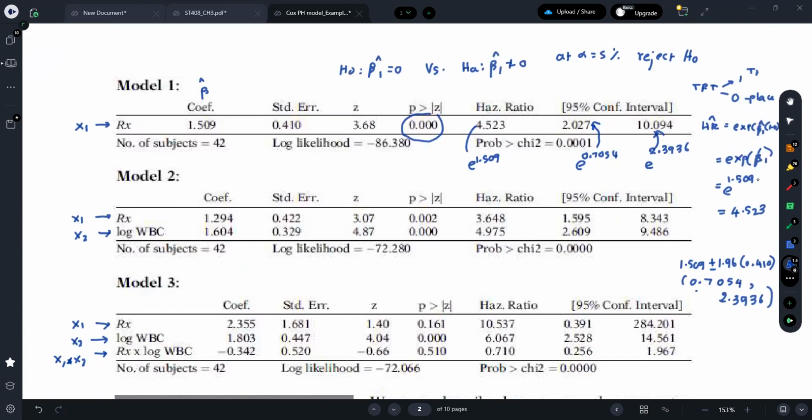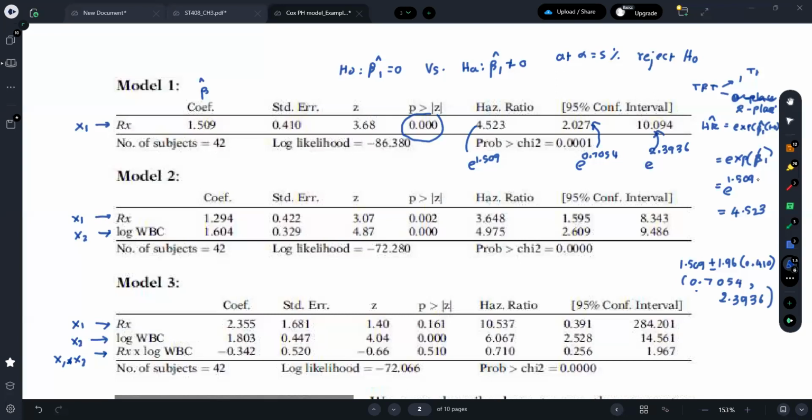So let's do it again. They use treatment 1 and placebos 2. So here you have 2 to 1. That means you are comparing placebo to treatment, right? So 2 minus 1, 1. That is how you got this e to the beta 1 hat, right? 1 minus 2 is negative, but you are comparing placebo to treatment, so it will be 2 minus 1.